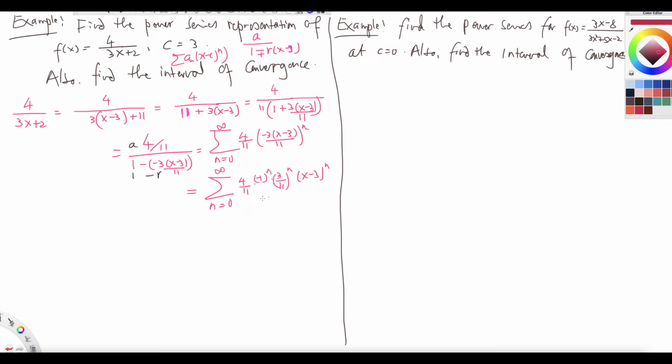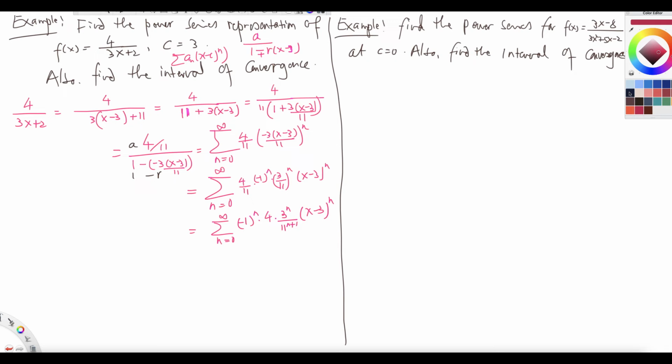Okay, so all the terms will be a n, so you can write this as the summation from n equals 0 to infinity of negative 1 to the n times 4 times 3 to the n over 11 to the n plus 1, because there is 11 to the n, times x minus 3 to the n. You can simplify like that. Or if you want to, you can write negative 3 to the n, not a problem. This is just the equivalent form.